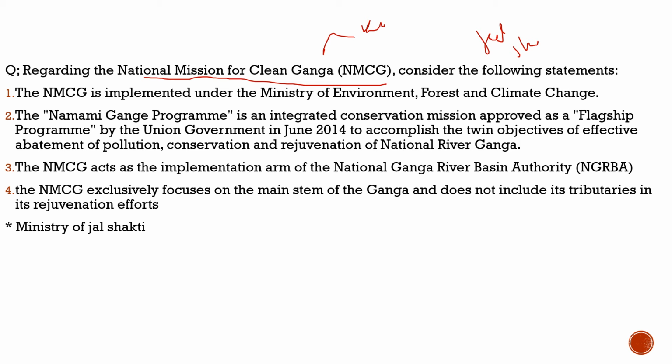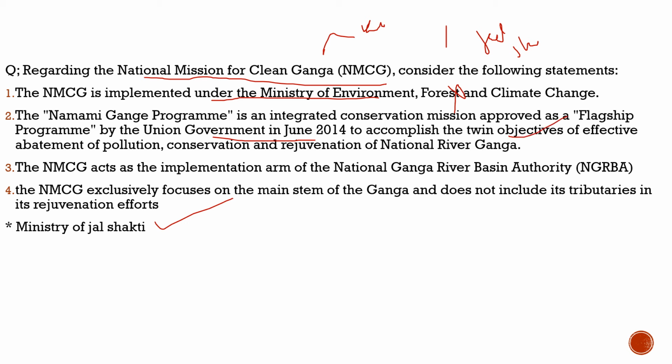Let's understand this concept through this question. Regarding the National Mission for Clean Ganga, consider the following statements. First statement, National Mission for Clean Ganga is implemented under the Ministry of Environment, Forest and Climate Change. Totally incorrect. It is implemented under the Ministry of Jal Shakti. So the first statement is incorrect. Second statement, the Namami Ganga program is an integrated conservation mission approved as a flagship program by the Union government in June 2014 to accomplish the twin objectives of effective abatement of pollution, conservation and rejuvenation of the national river Ganga. 100% correct, nothing wrong with the statement.